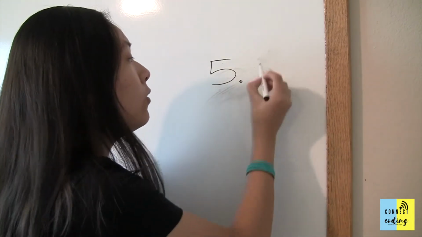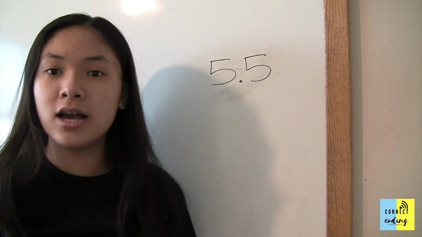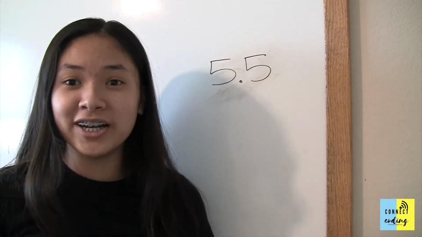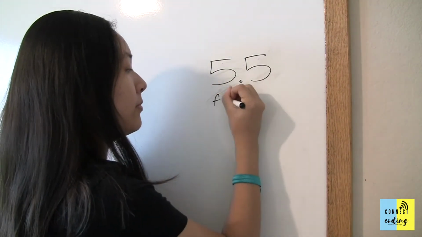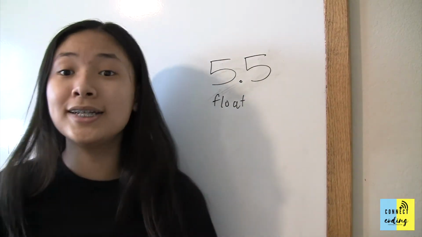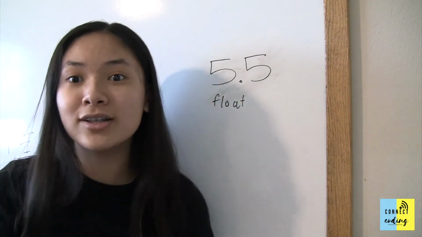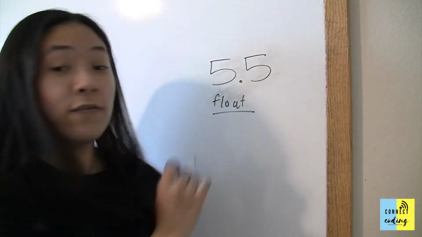But what about 5.5? What would that be called? Since it's not a whole number, this is called a float. Floats are decimal numbers. I like to think of the decimal as a little floaty so that you can swim. That's why we call them floats.